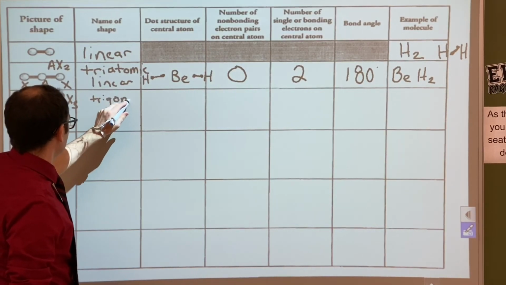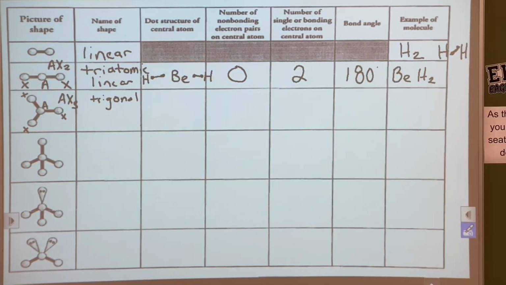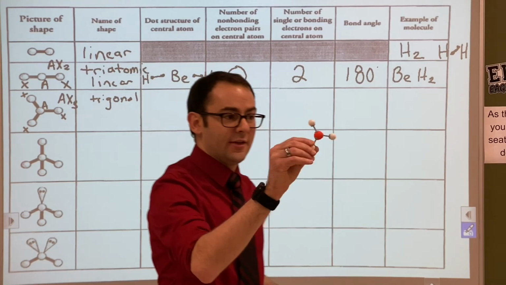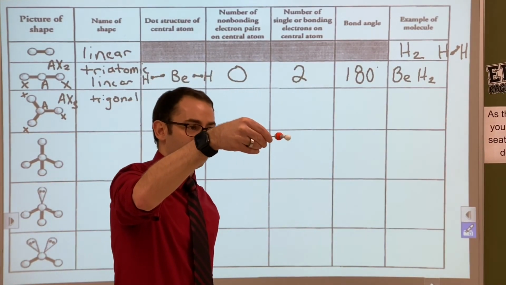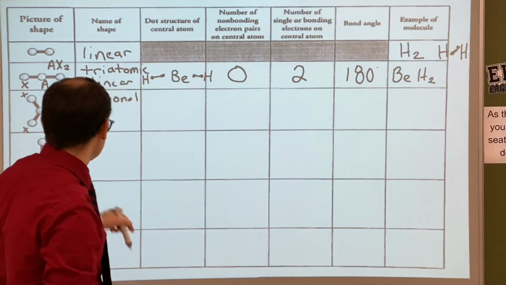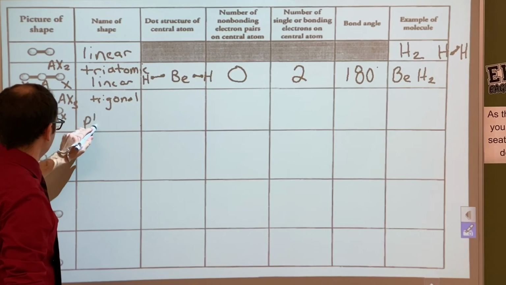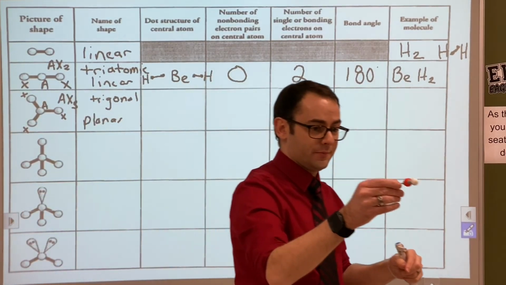Trigonal. And then look at it. What is its geometric shape? If you look at it like this, you can see all the atoms. But if you look at it this way, what do you notice about it? They're all on the same plane. Yeah, so it's trigonal planar. All right, trigonal planar.